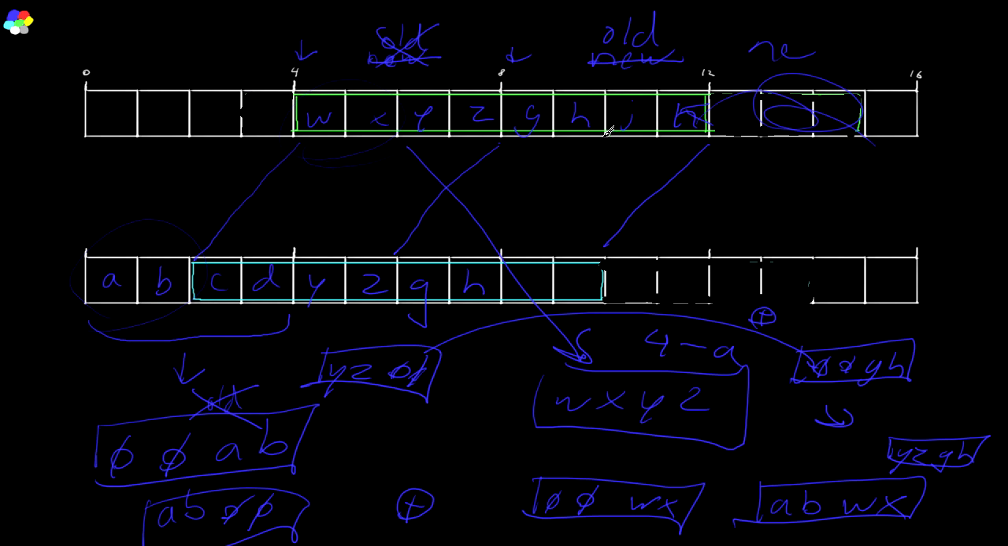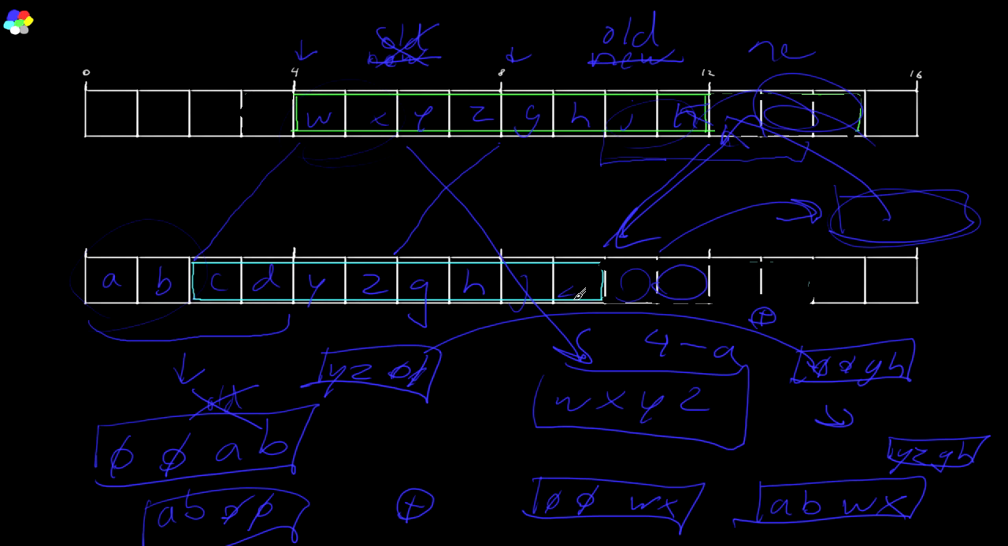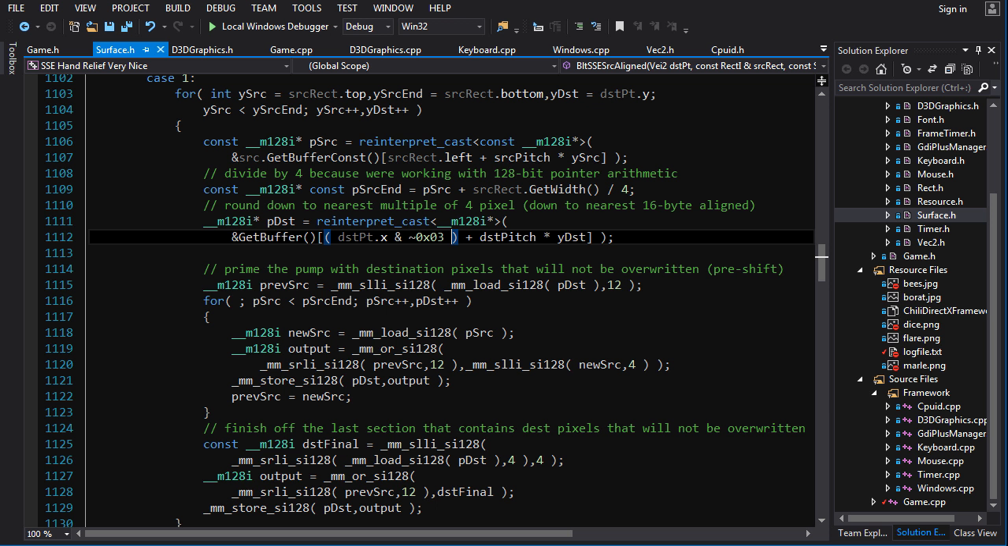Now, at the very end, we have a problem here. And the problem is we're going to store JK into here, but we have to leave these values the same. And we handle that basically the same as we handled the beginning. We first preload the destination values into a register, and then we composite them with the source values and write back to the destination. So that is how it is done.